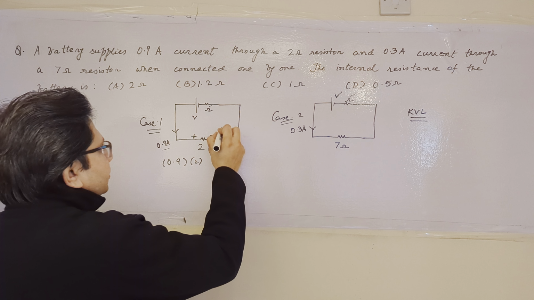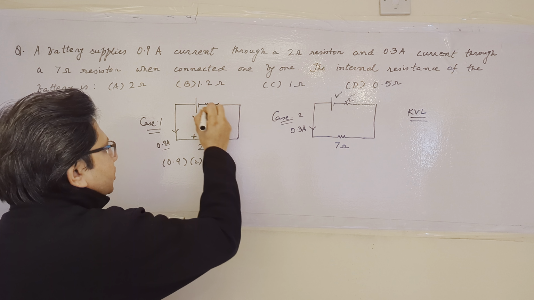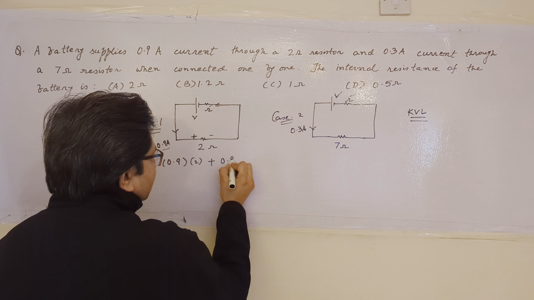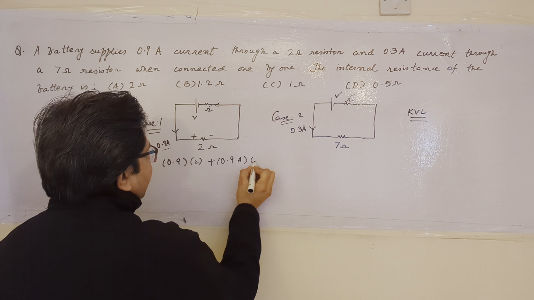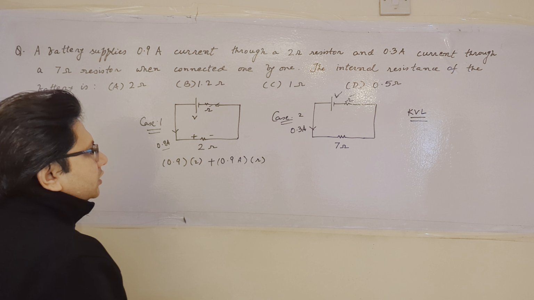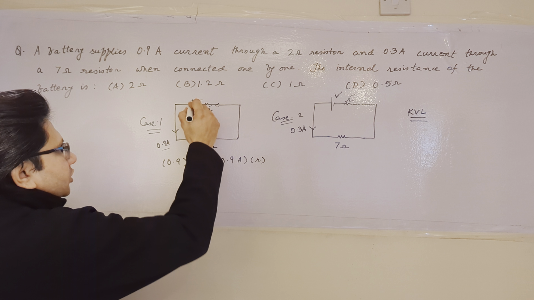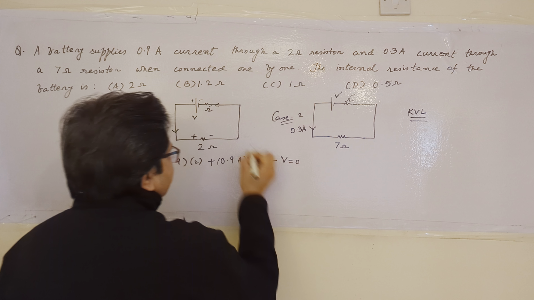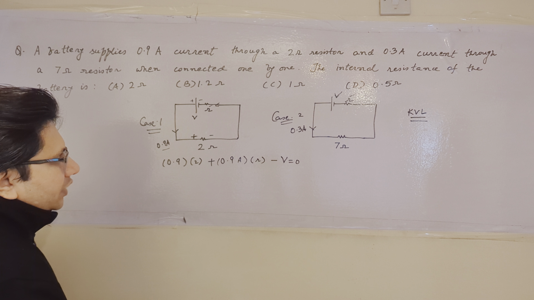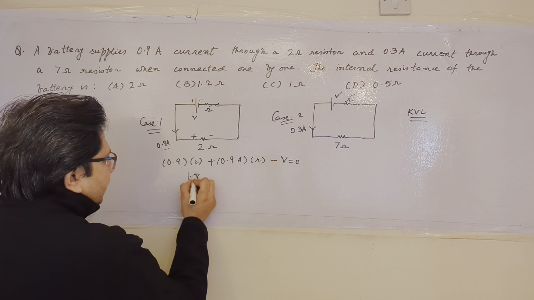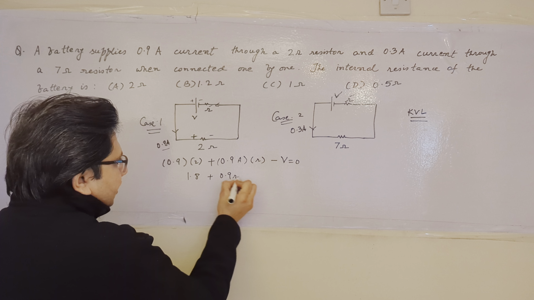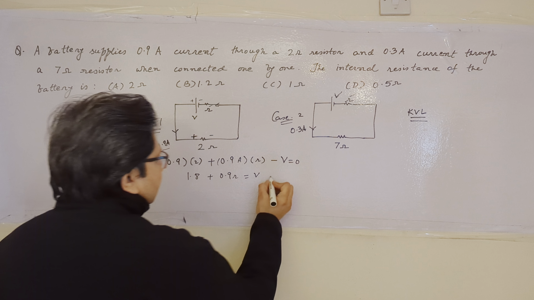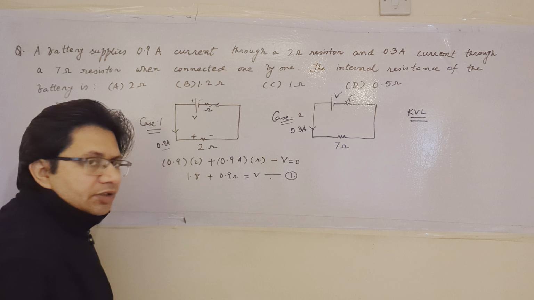Now this is a series circuit. The current flowing through the internal resistance is also the same, 0.9 ampere. So the voltage drop according to Ohm's law is 0.9 ampere multiplied by small r. And now the current is entering at the negative terminal of the battery, so minus V, and this equals 0 because the whole loop is traversed one time. So we get 1.8 plus 0.9 r equals V after taking minus V to the right hand side. This is our equation number 1.